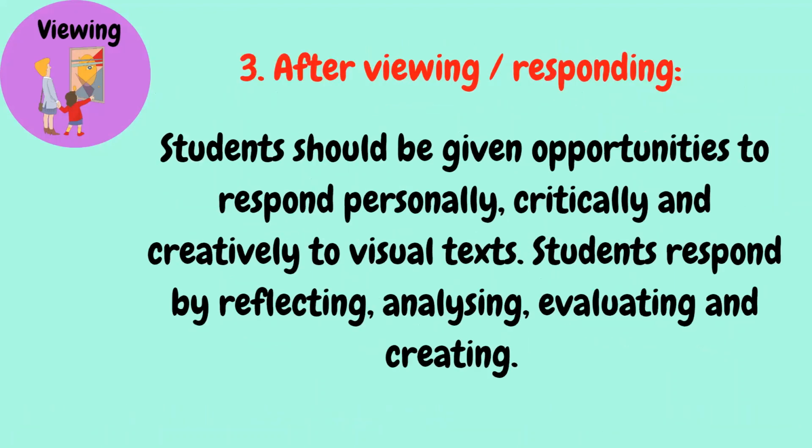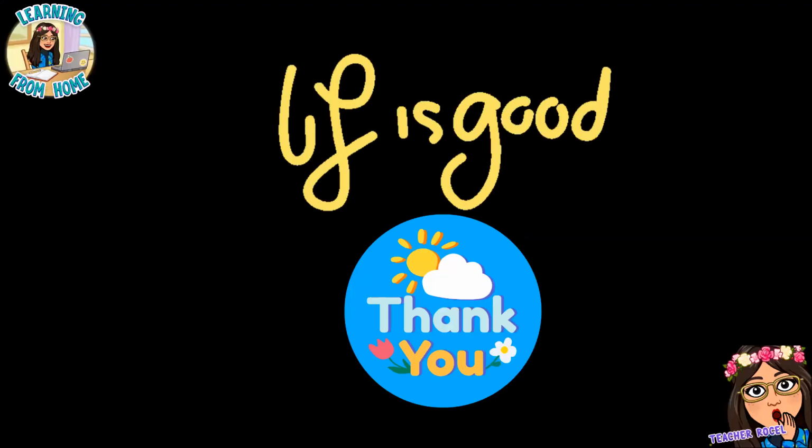Next, we have after viewing, or responding. Students should be given opportunities to respond personally, critically, and creatively to visual texts. Students respond by reflecting, analyzing, evaluating, and creating. That's after viewing. So there's creation of something that they viewed. All right, so that's all for our communication and the 5 macro skills itself.